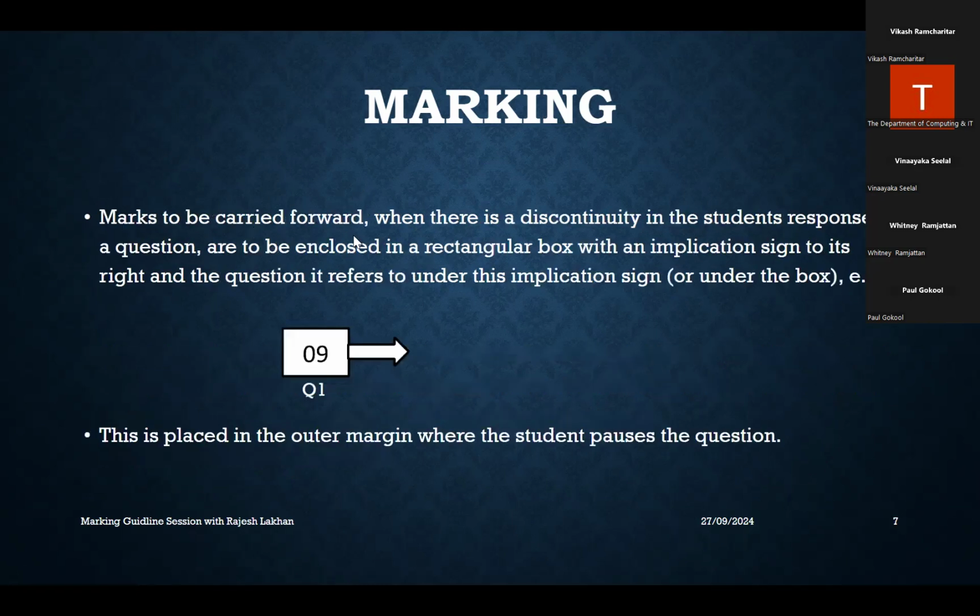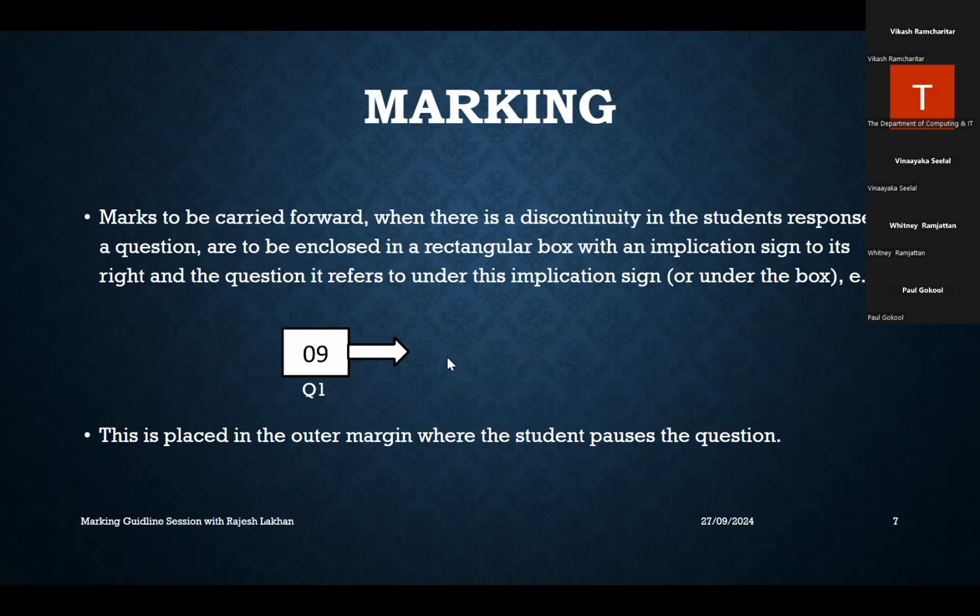Right, marks to be carried forward. When there's a discontinuity in the student's response to a question, marks are to be included. So the marks are to be included in a rectangular box with the implication sign to its right, and the question it refers to underneath the implication sign. So example, let's just say they got 9 marks in question 1.